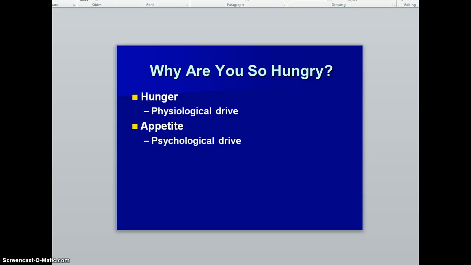Hunger is really that physiological drive to eat. I always say that's kind of like your stomach saying, I need food, whereas appetite is more the psychological drive. I feel like appetite is what drives a lot of people to eat. An example of this is when you're not hungry, but someone presents you with a food that you really enjoy, you'll typically eat that food.